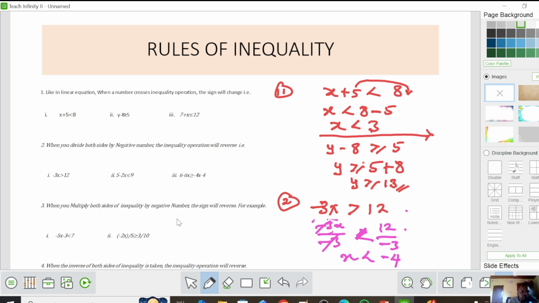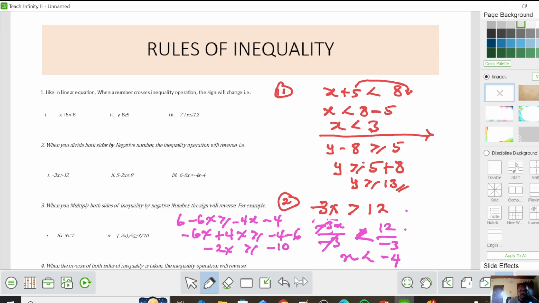Another example: you have 6 minus 6x is greater than or equal to minus 4x minus 4. So you have to solve this. To solve this one, I say minus 6x, if this one crosses the inequality sign, becomes plus 4x. Then greater than or equal to minus 4 minus 6. Minus 6x plus 4x, I have minus 2x greater than or equal to minus 10.